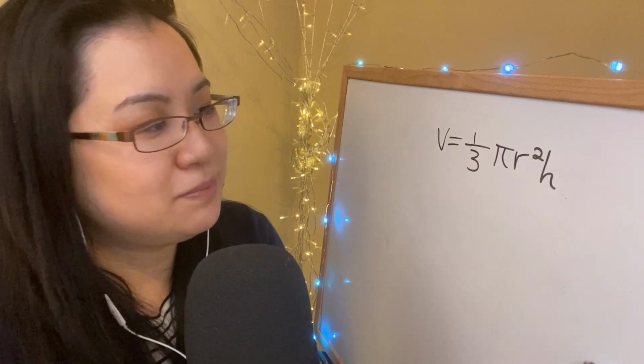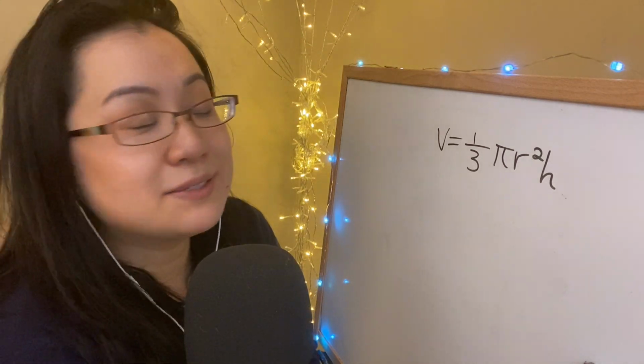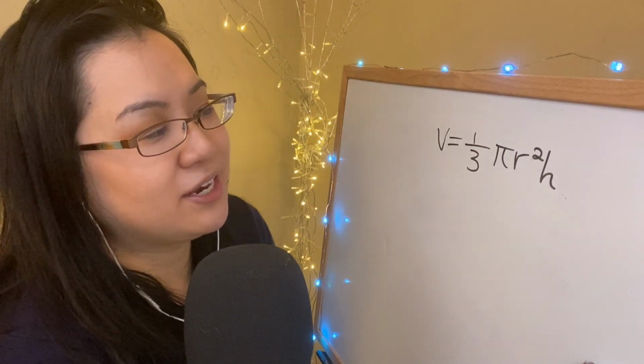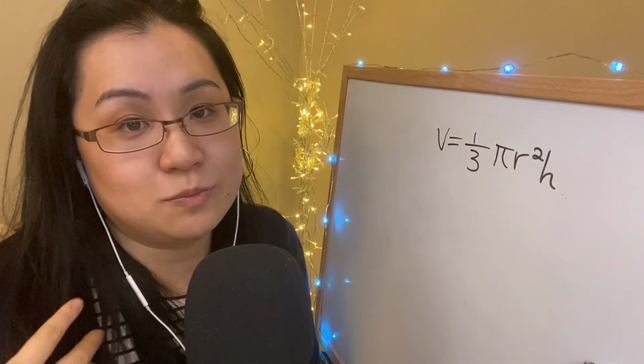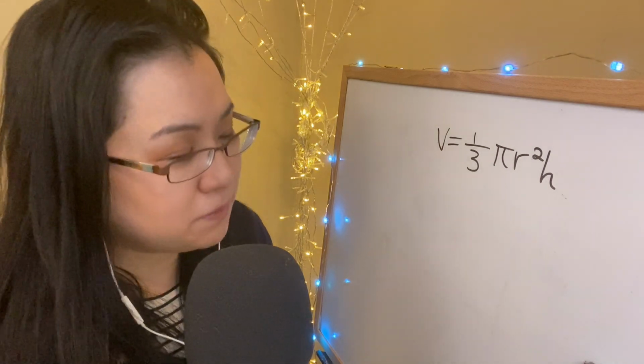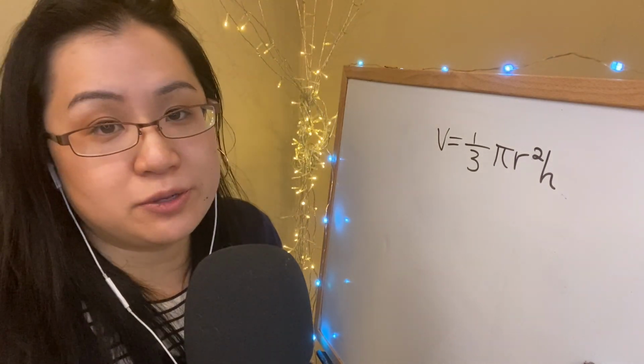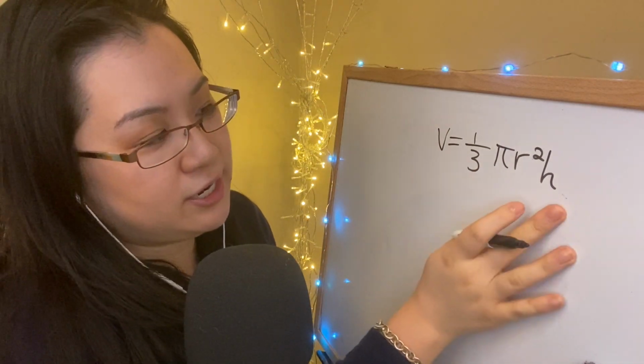So just keep in mind what the context is, and I just wanted to make a point with that here because in this case, let's say this is the volume of a cone. So we have 3 variables. We have V, r, and h.